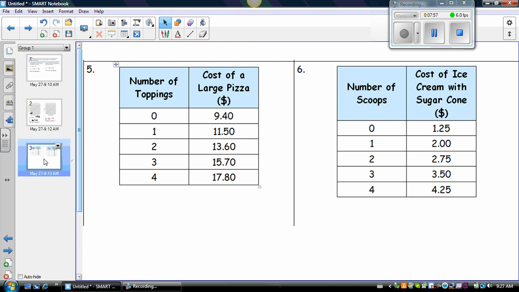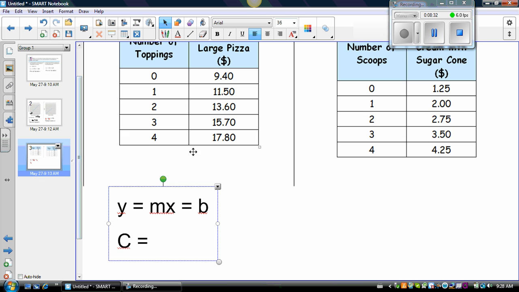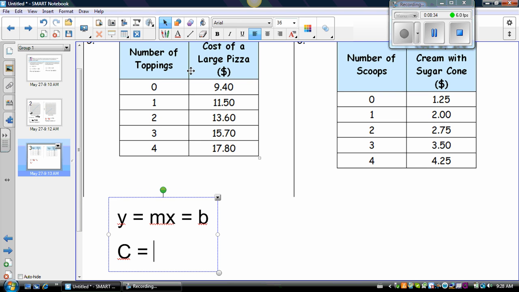Okay. Last question. Now we're going to try and write the equation using a table of values. Number of toppings and cost of a large pizza. Again, our equation has to be written in the form y equals mx plus b. So again, y is the second column and x is the first column in the table of values. So my y would be the cost of a pizza, C, equals my slope. This time I need to calculate my slope here.